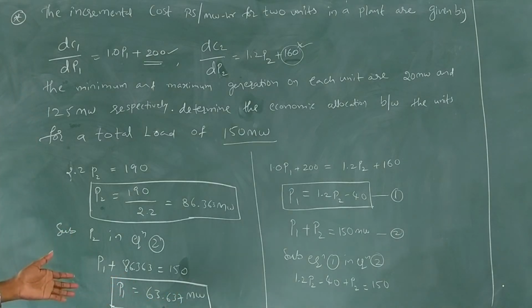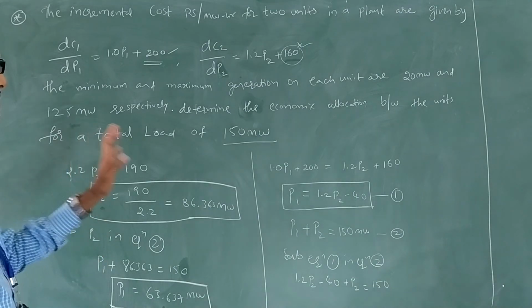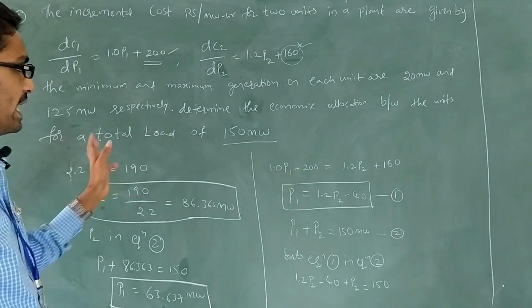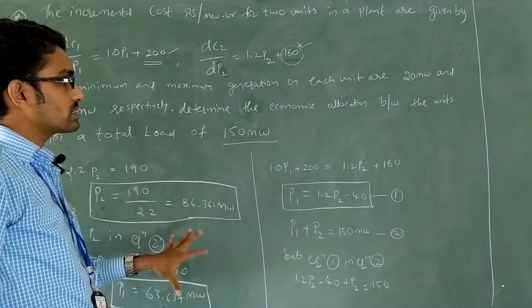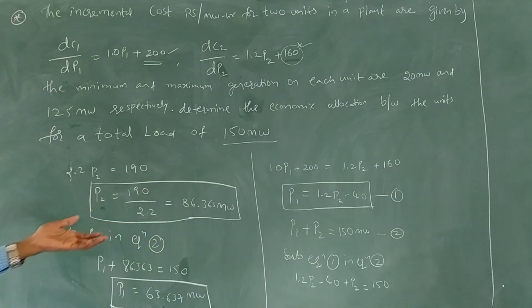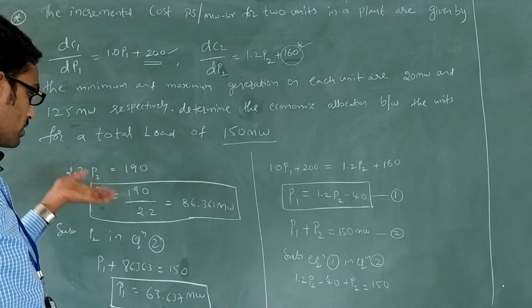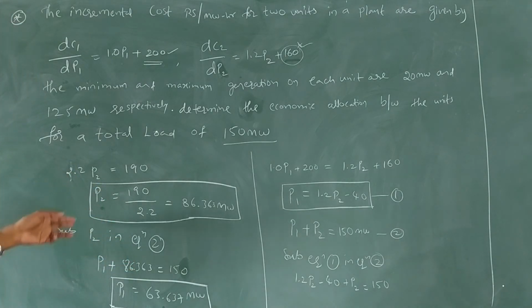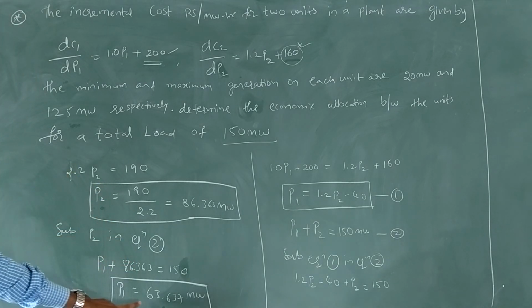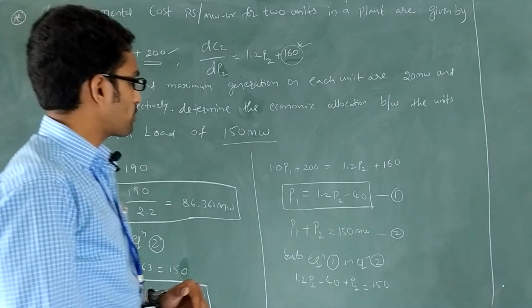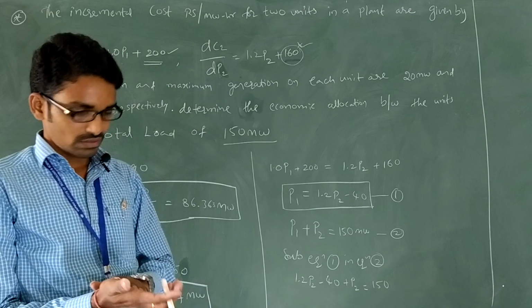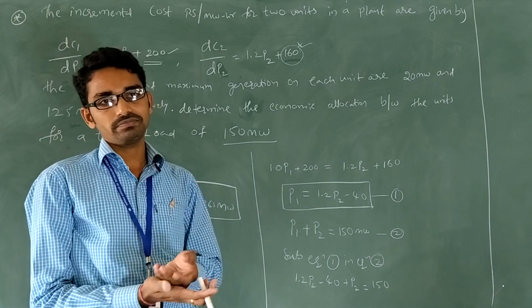So this is the allocation of load between the generators with economic consideration, without losses. We are not considering any losses. By considering the economic operation, the P1 value is 63.637 and P2 is 86.363. These are the problems you are going to get in your mid exam. Thank you.